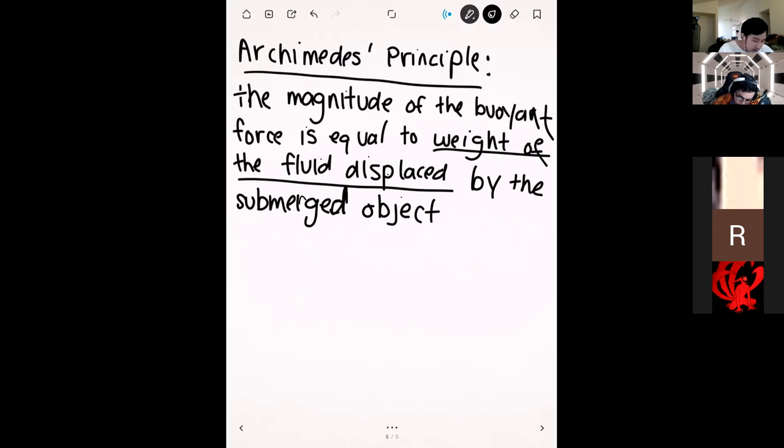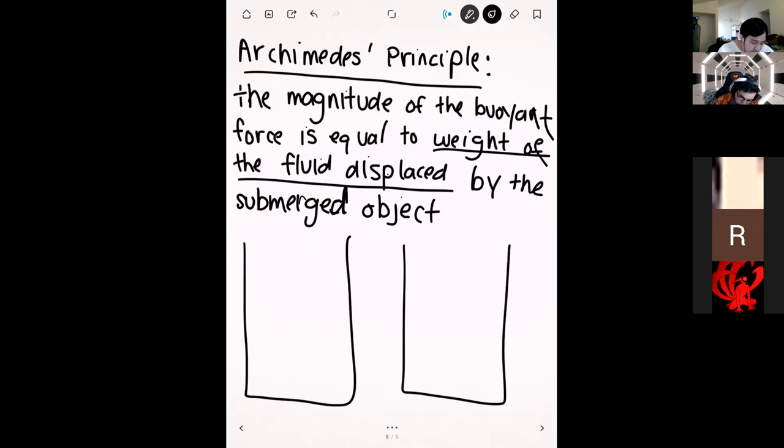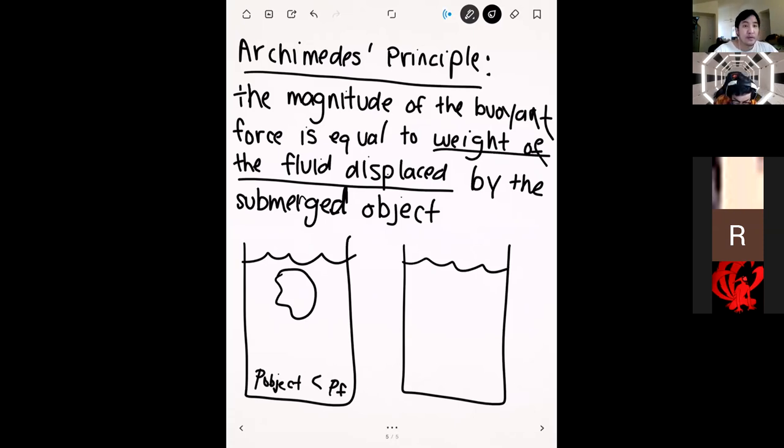Okay? And so this gives us a way to determine if an object's going to float. Let's draw my potato here. An object is going to float, and we know that we always have these two opposing forces: the weight going down and the buoyant force going up, okay? And so if we have a case where the density of the object is less than the density of the fluid, we know that the upward buoyant force is going to have a greater magnitude than the object's weight. And so in this case, the object's going to float.